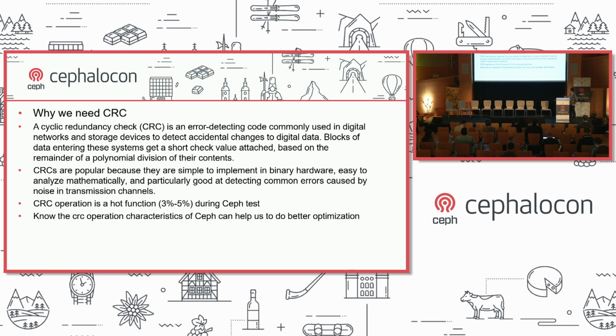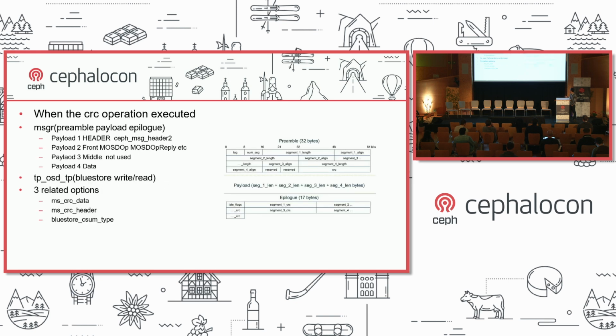During the test, we run reads or writes. We can see CRC is a hot function, occupying about 3% of the CPU utilization. So if we know how the CRC operation is executed in Ceph, it can help us do better optimization.